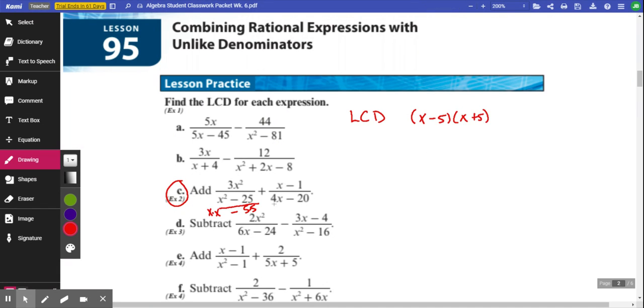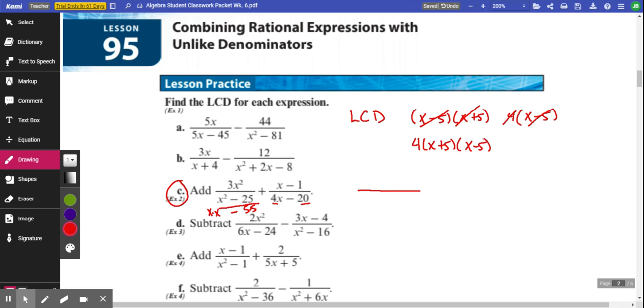And then on this one, I can factor a 4 out of each term. So 4, and then that'd be x minus 5. So our least common denominator is everything that both of these share. This is repeated. So the least common denominator is going to be 4 times x plus 5 times x minus 5. Here's the 4, there's the x plus 5, and then x minus 5. Okay, so now we can start simplifying the problem.